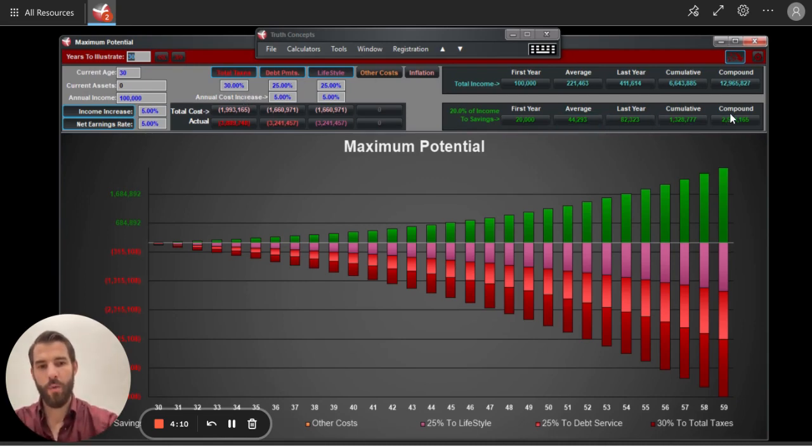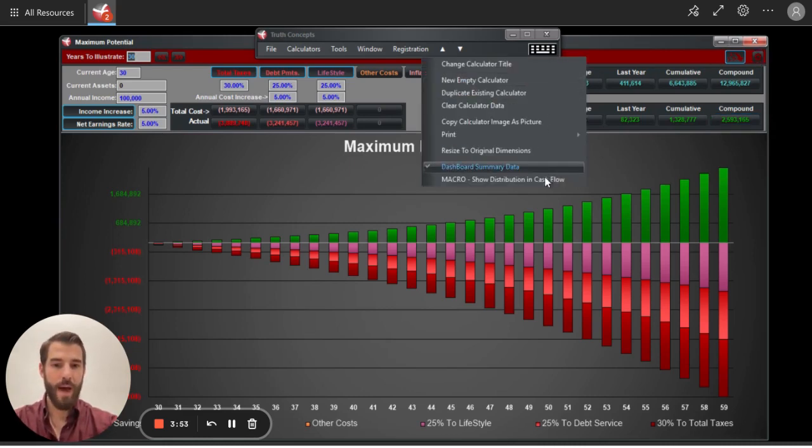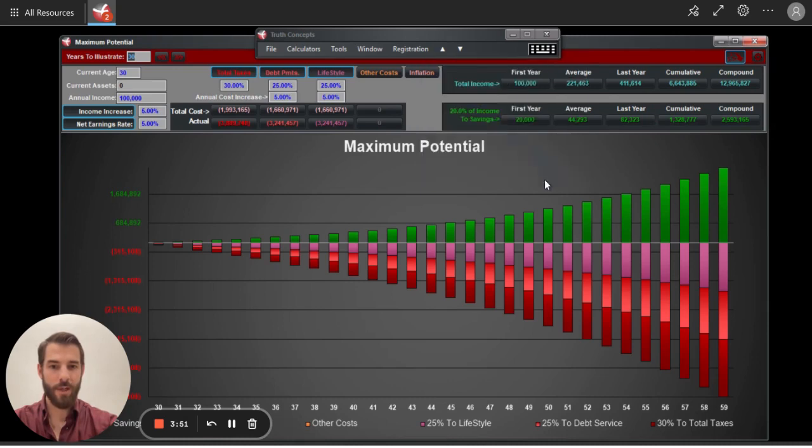And if you look over here on the right under compound, you can see that totals at almost $2.6 million, which totals 11.05 years of income. So now, say you want to show this to your client in the cash flow calculator, you're going to come up here to settings and then scroll down to macro, show distribution and cash flow.